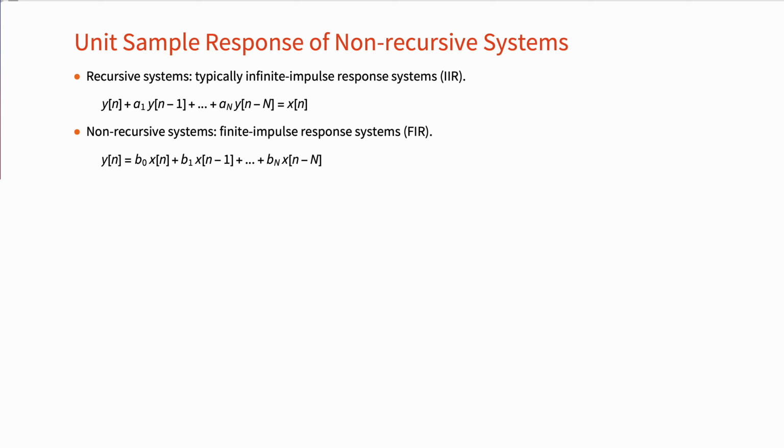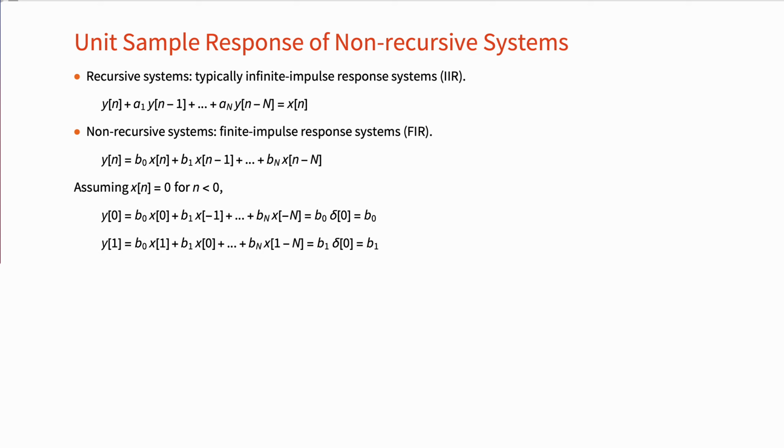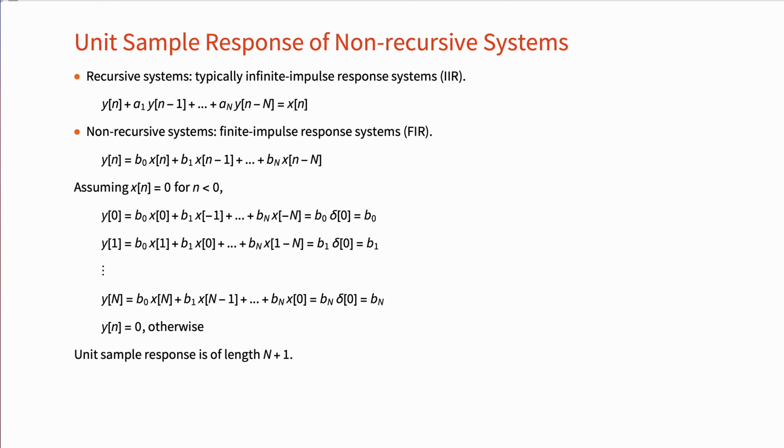Following the same steps that we just discussed, assuming that x of n is equal to 0 for values of n that are less than 0, the initial condition at 0 can be obtained using the difference equation, replacing n by 0. y at 0 is equal to b0. In the same way, we can find y at 1 up to y at capital N. After that, for n plus 1 or larger, the output response will be 0, and the unit sample response will be of length N plus 1 in this case. We have a finite impulse response system or FIR system.